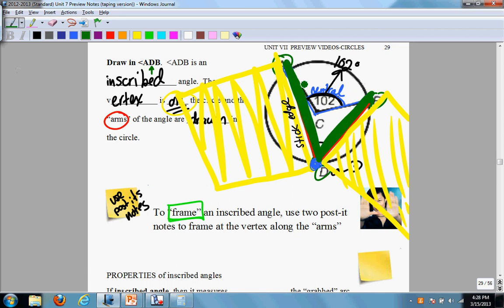Trace that. Now sweep it. The central angle is the same as the arc. The inscribed angle is half the arc it's grabbing. So this angle back here, this inscribed angle, way back here, that's not 102. It's going to be half of that 102. It's going to be 51 degrees.